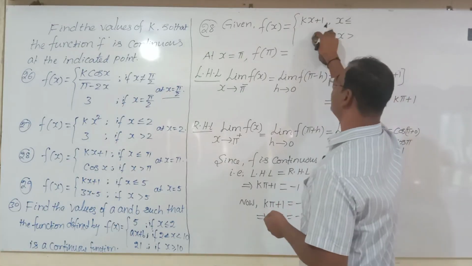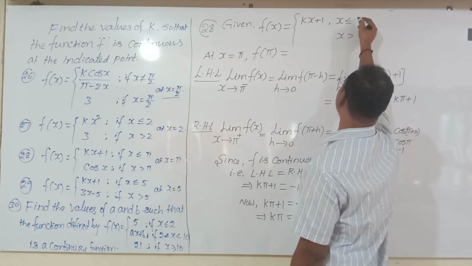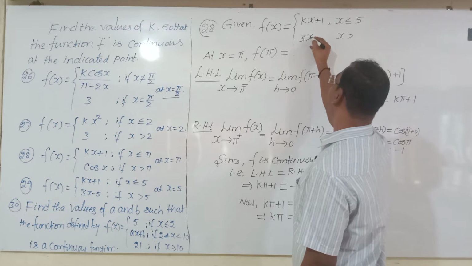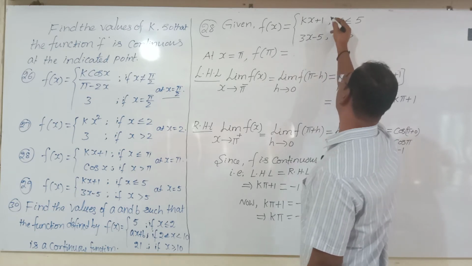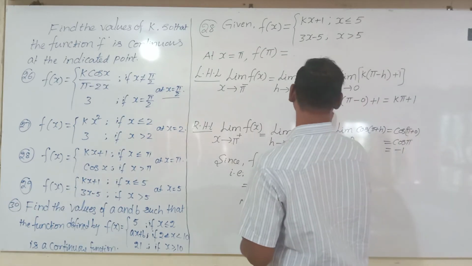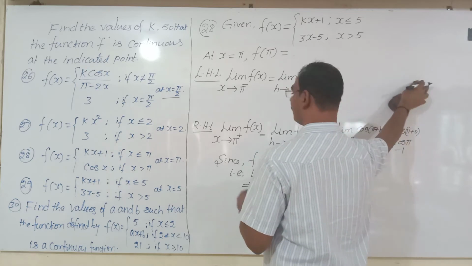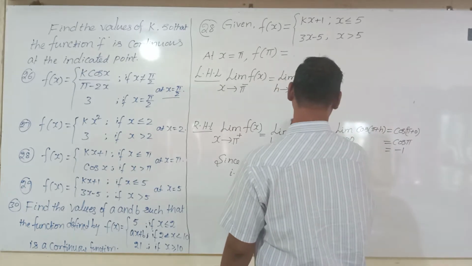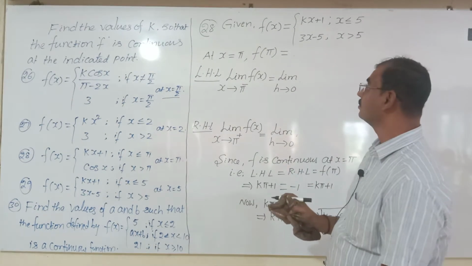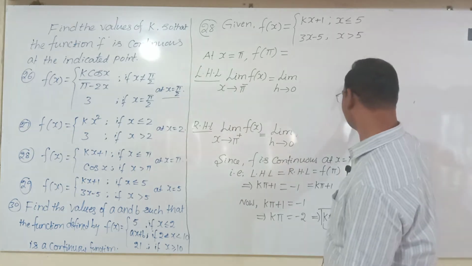The same question: f of x is equal to kx plus 1 when x is smaller than or equal to 5, and 3x minus 5 when x is more than 5. So we have to find the left hand limit and the right hand limit. Why? Because breaking conditions are given. When there are breaking conditions, you always have to apply the left hand limit, right hand limit method. If there are no breaking conditions, do it directly, nothing to worry. It gives the same meaning.